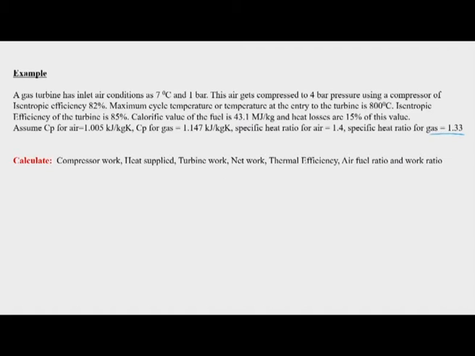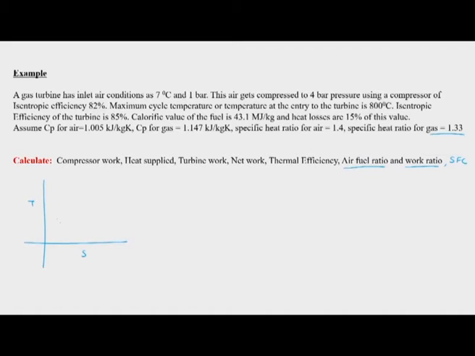Okay, and then we are supposed to find out the thermal efficiency, compressor work, and heat supplied. Apart from that, we have to find out air fuel ratio, work ratio, and specific fuel consumption for the power plant. So, in this case, we are again going to draw the TS diagram for the cycle.